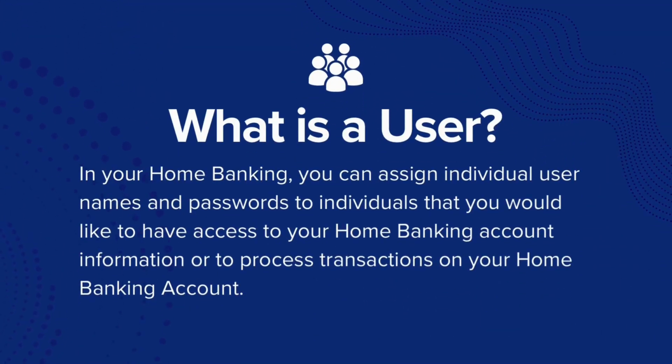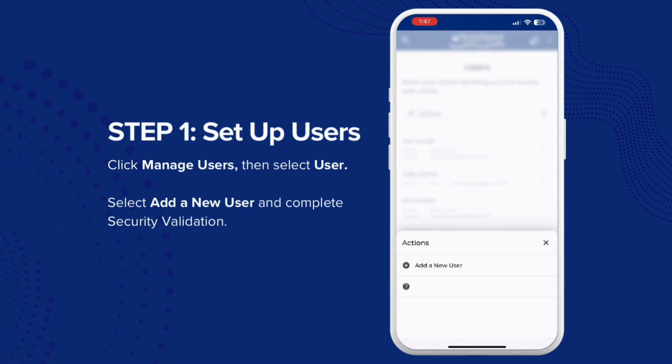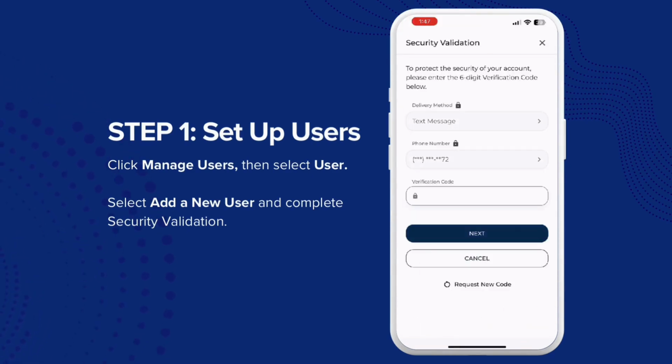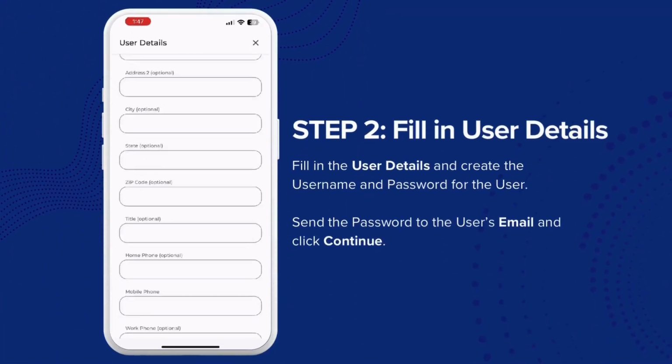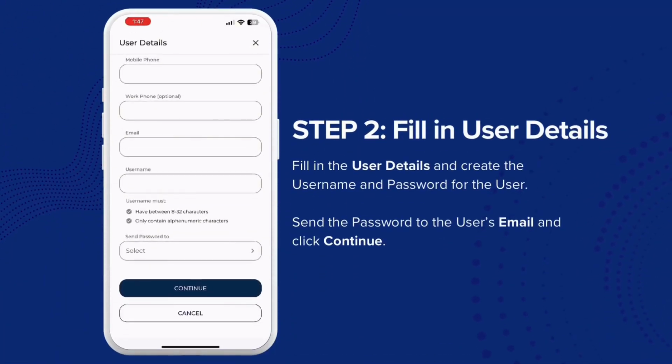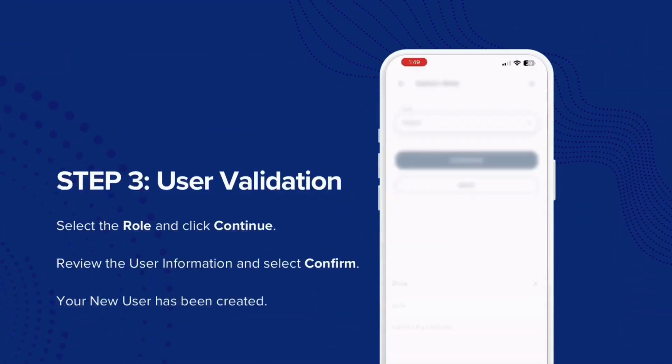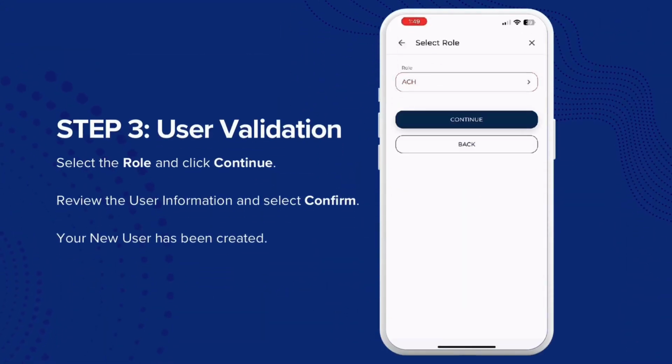You can assign individual usernames and passwords to individuals that you would like to have access to your home banking account. Click Manage Users and select User, then add a new user and complete security validation. Next, you're going to fill in the user details and create the username and password for the user. Then send the password to the user's email and click Continue. Then you'll want to select the role and click Continue.